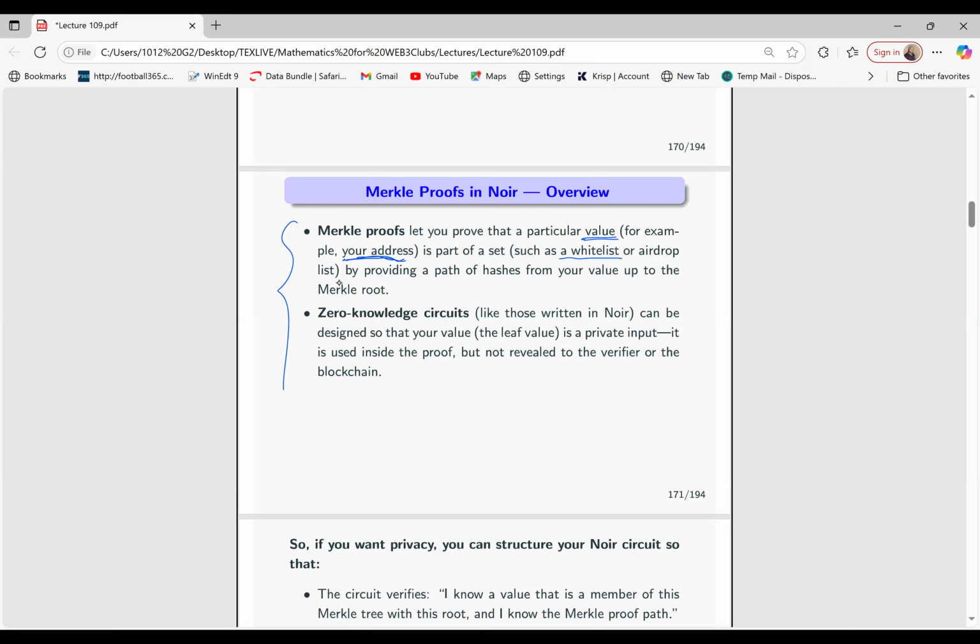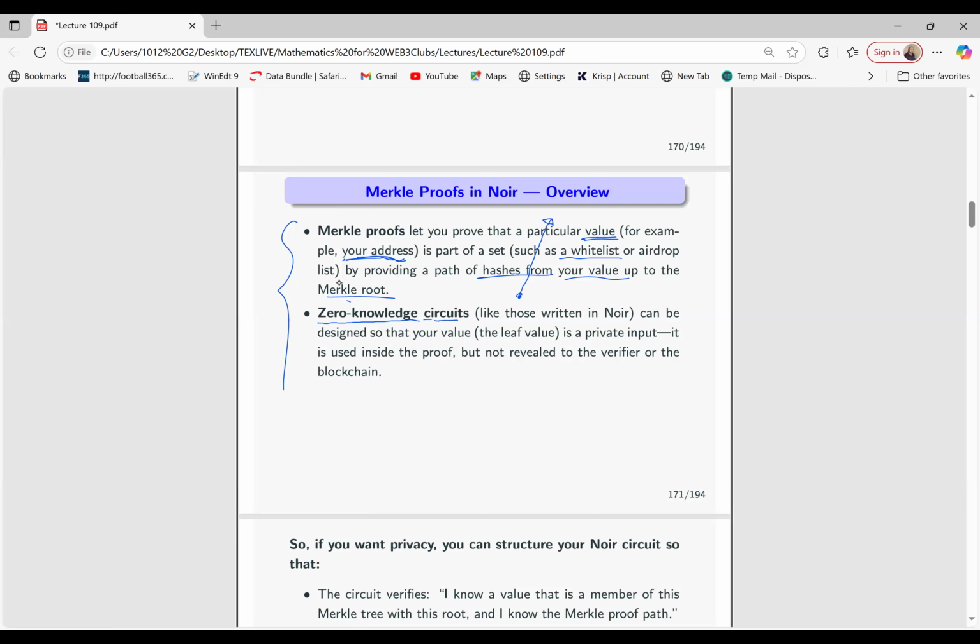So what you do is provide the path of hashes from your value up to the root. You just provide the path of the hashes from the leaf all the way to the root, but you're not revealing the members inside. So that is where zero knowledge comes in. Zero knowledge circuits.